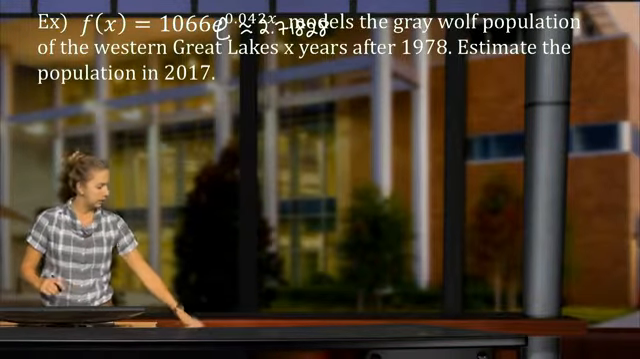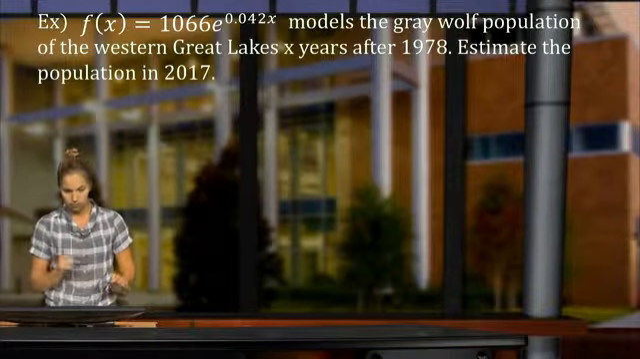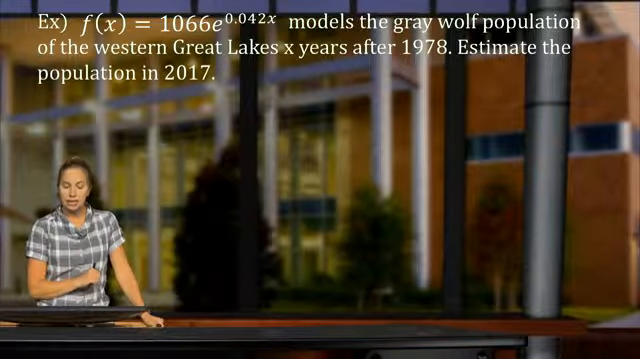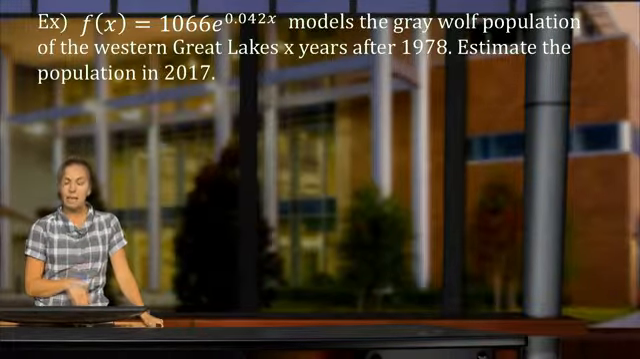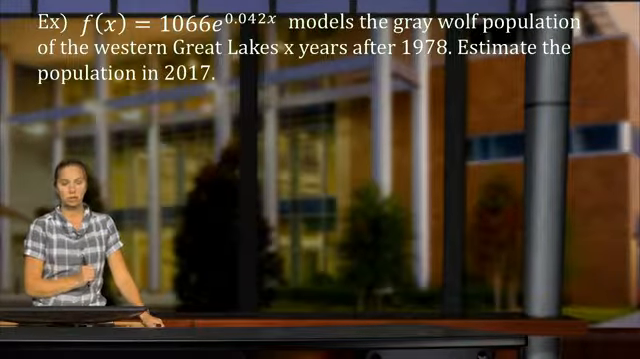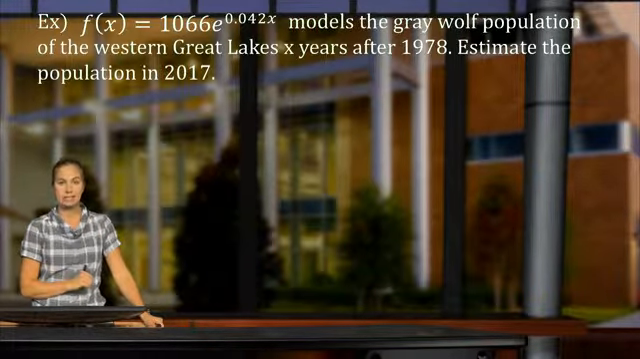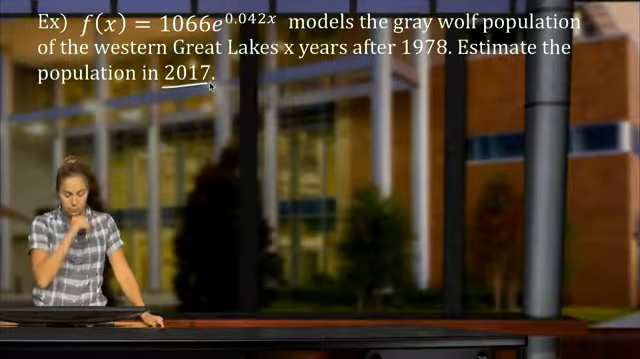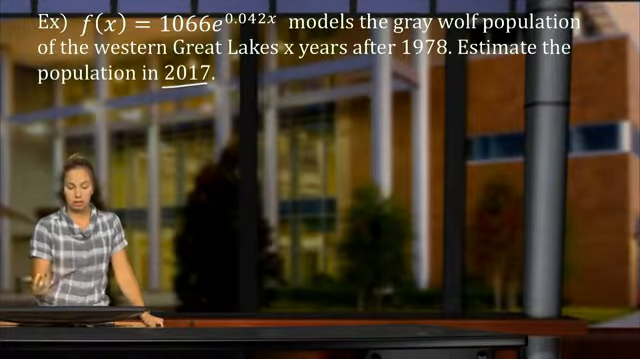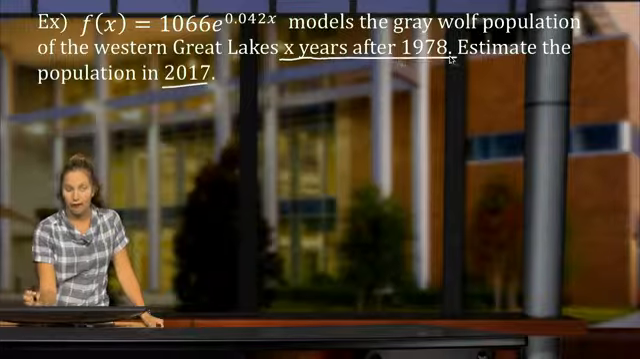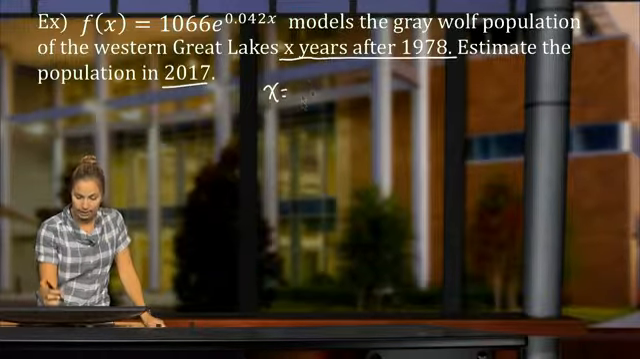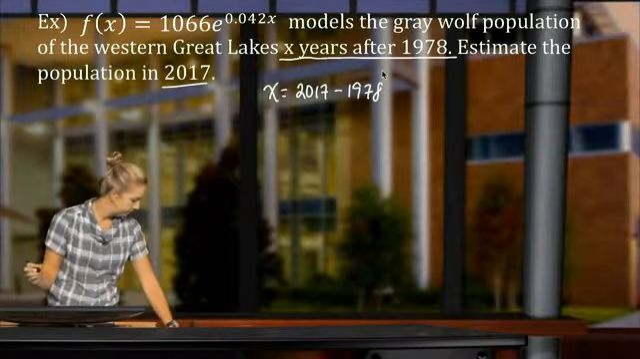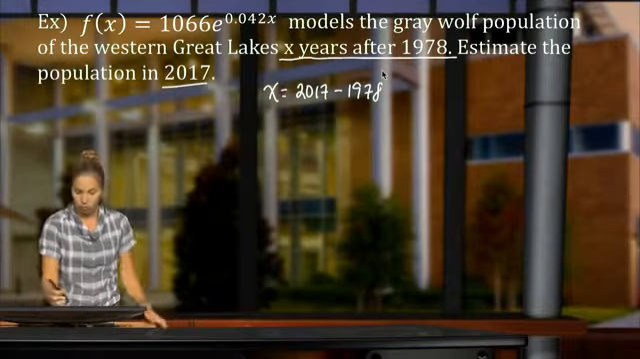So using this, let's look at an application. We're given a function, f of x equals 1066 e to the 0.042x, and this models the gray wolf population of the Western Great Lakes x years after 1978. We want to use this to estimate the population in the year 2017. So if I want to find the population in the year 2017, and x represents the years after 1978, x is equal to 2017 minus 1978, which is 39.